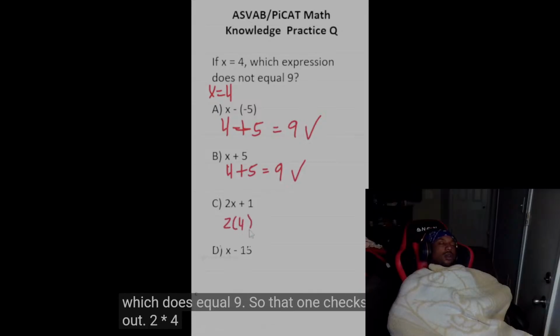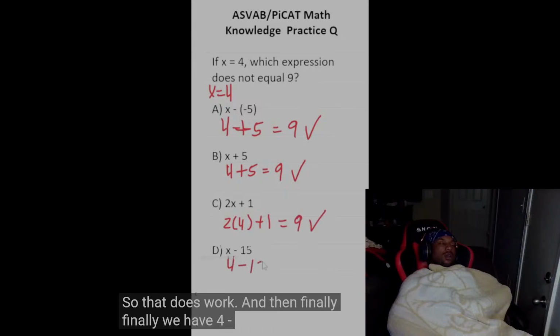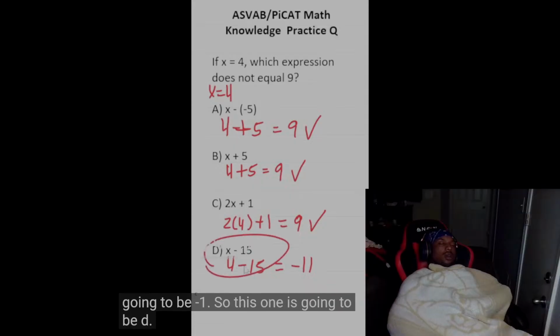2 times 4 plus 1, that's 8 plus 1, which is 9. That does work. Then finally we have 4 minus 15. 4 minus 15 is going to be negative 11. So this one is going to be D. That expression does not equal 9.